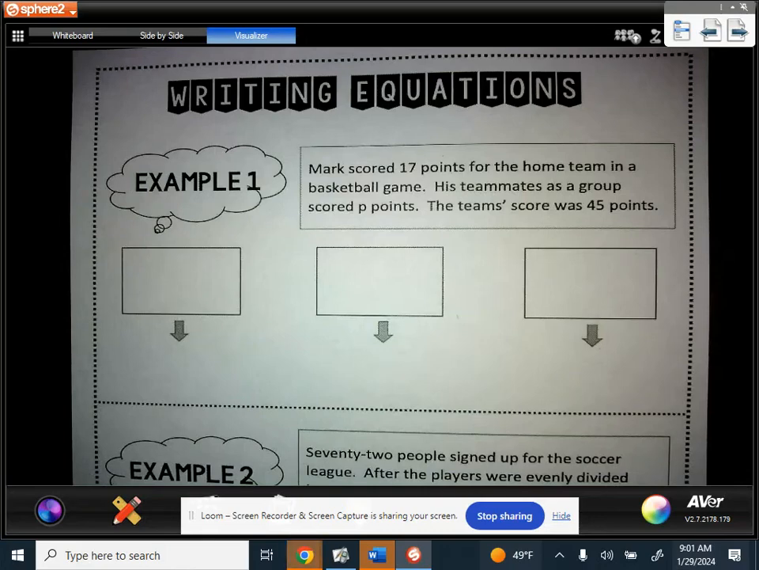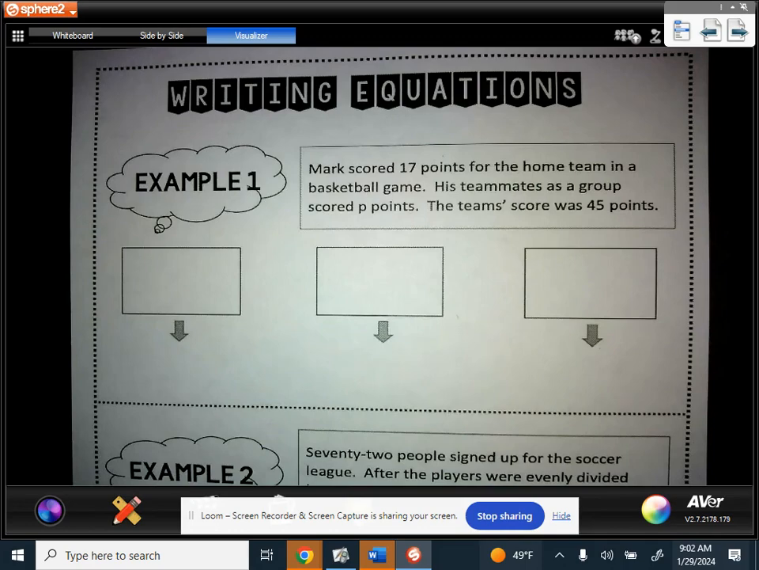So in the real world, we can take certain scenarios and turn them into equations. And so that's what we're going to be looking at today. So look at example 1. It says Mark scored 17 points for the home team in a basketball game. His teammates as a group scored P points. His team score was 45 points.